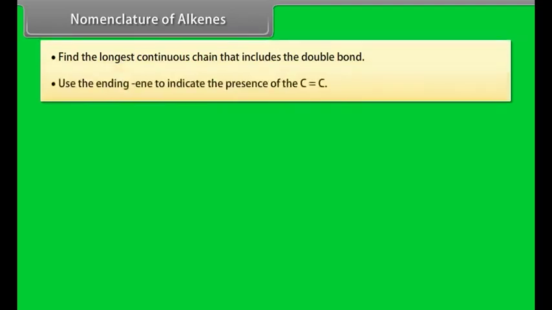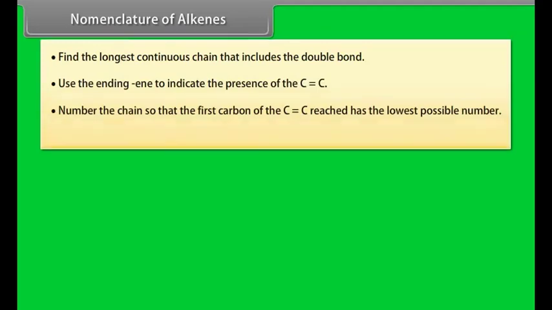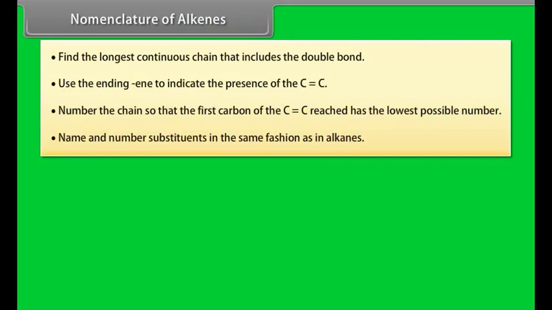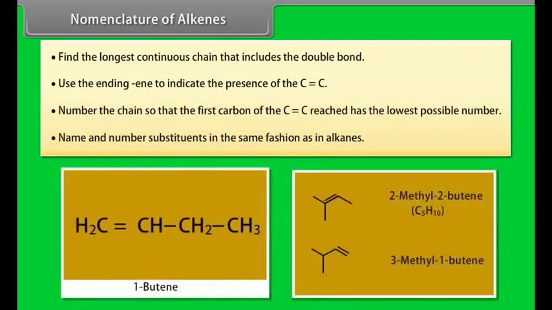Nomenclature of alkenes. Step 1. Find the longest continuous chain that includes the double bond. Step 2. Use the ending -ene to indicate the presence of the carbon-carbon double bond. Step 3. Number the chain so that the first carbon of the carbon-carbon double bond has the lowest possible number. Step 4. Name and number substituents in the same fashion as in alkanes. This is 1-butene and these are 2-methyl-2-butene and 3-methyl-1-butene.